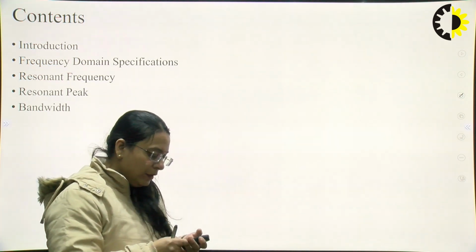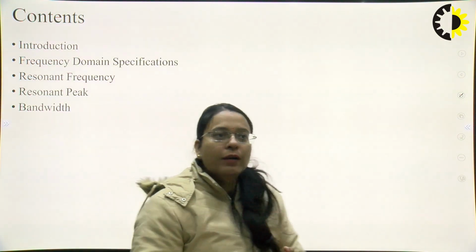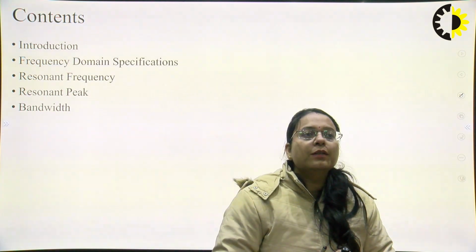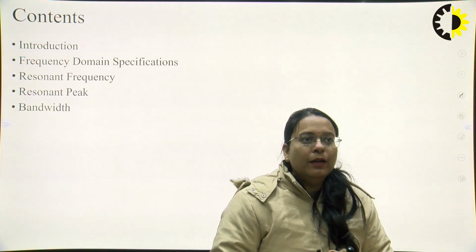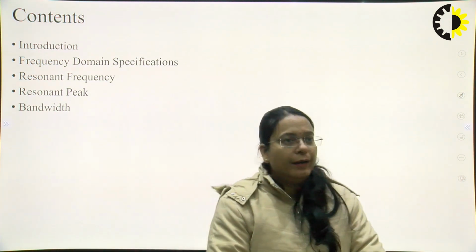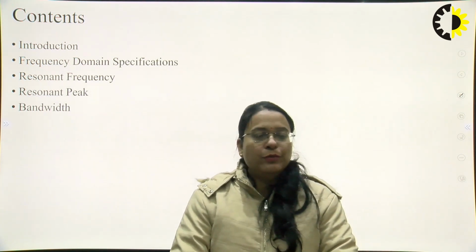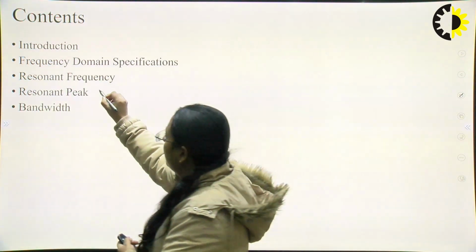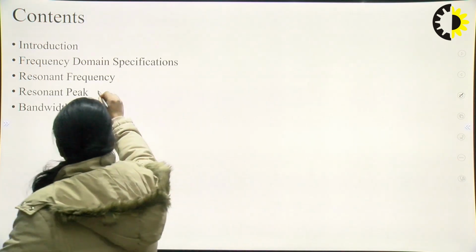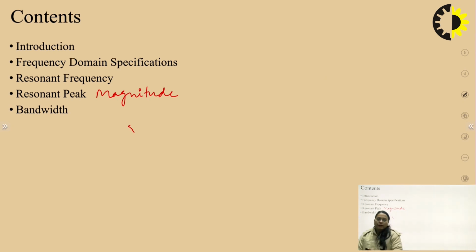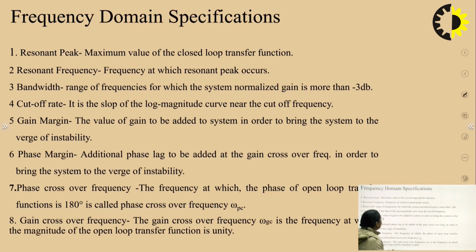First, another thing I want to discuss: what is frequency domain? The steady state response of the system is basically the frequency response of the system. The main specifications of the frequency domain are Mr, the resonant peak magnitude, the resonant frequency, and the bandwidth. And this is the resonant peak magnitude. Today I'm going to discuss all these specifications in detail along with their derivations.